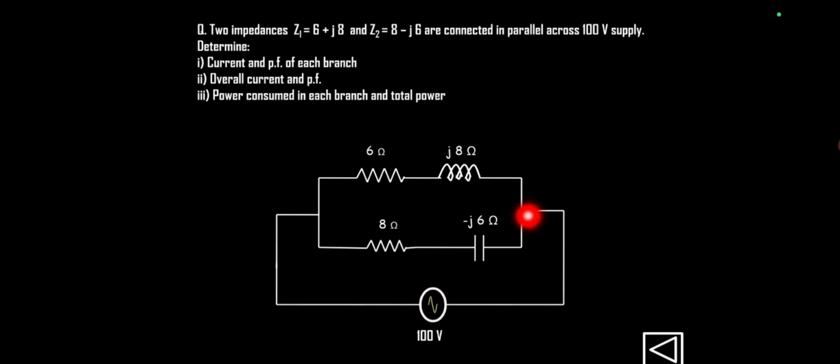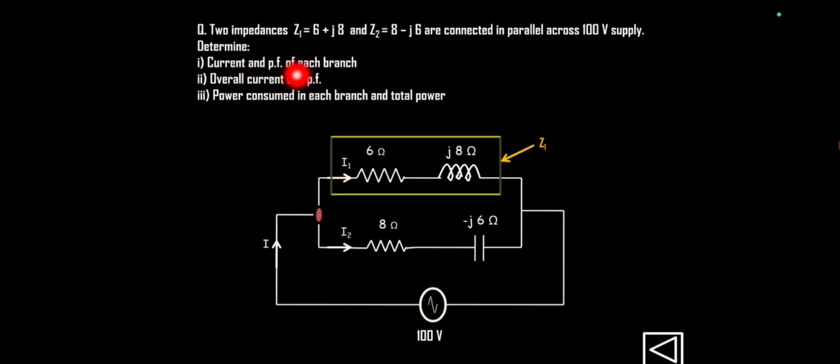Okay, now we have to find out current and power factor of each branch. So let the total current be I, so this current I will get divided in these two parallel branches. Let it be I1 flowing in the branch Z1, and this is I2 which is flowing in the branch of Z2. So in the first part, we have to find out current and power factor of each branch.